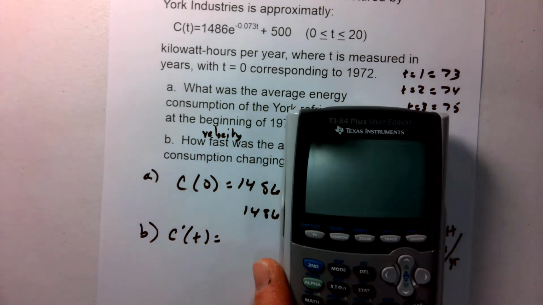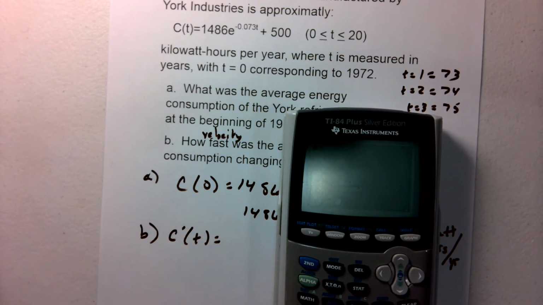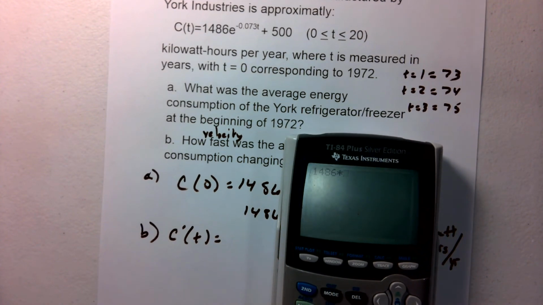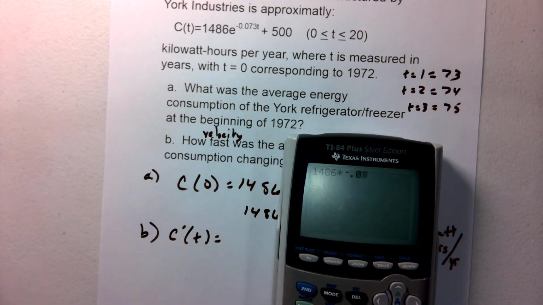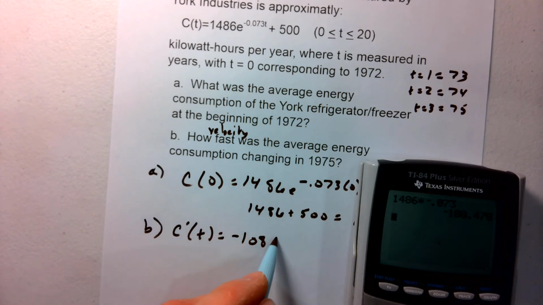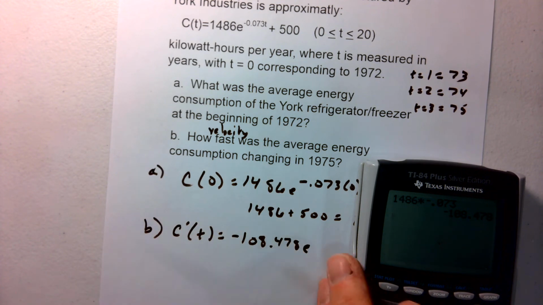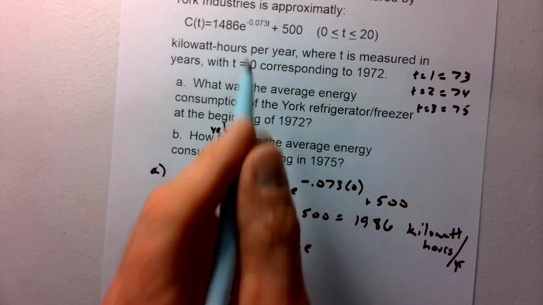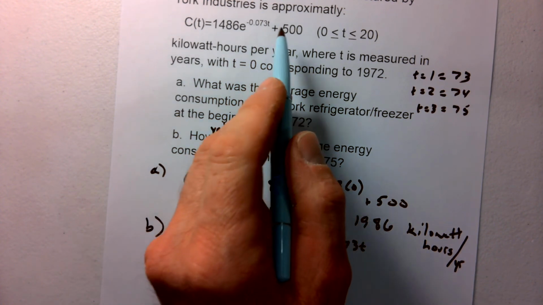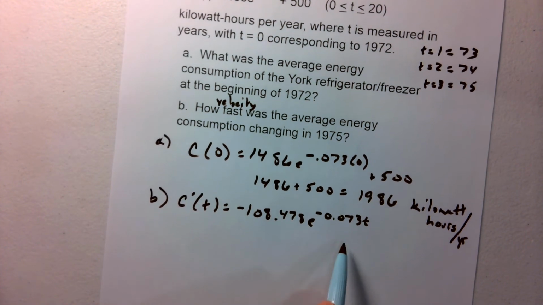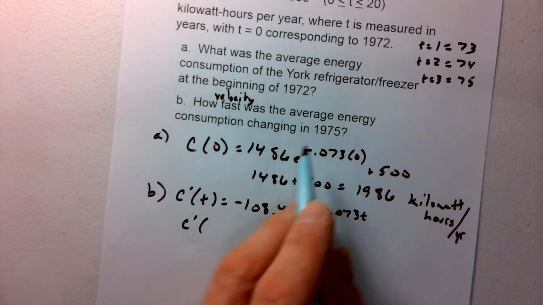So I'm going to go ahead and multiply that 1486 times the derivative of that exponent, which is negative 0.073. And that gives us a negative 108.478 E. Again, that exponent will not change, so negative 0.073 T. And then derivative of 500, which is 0. And I can go ahead and find then for 1975.